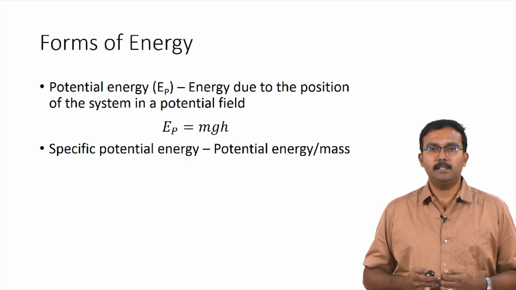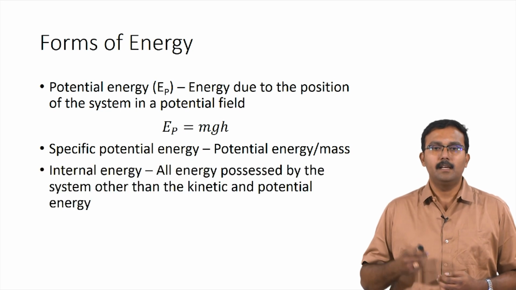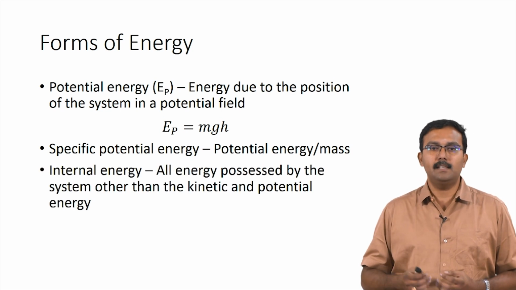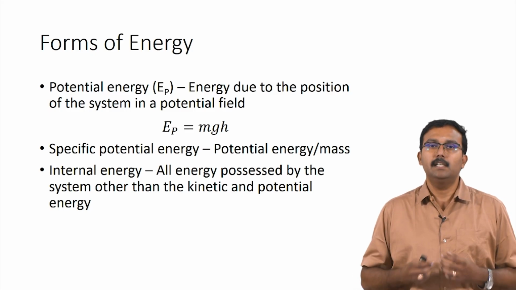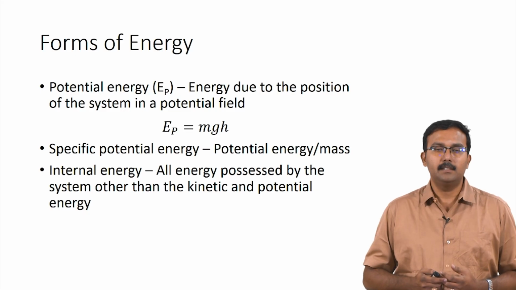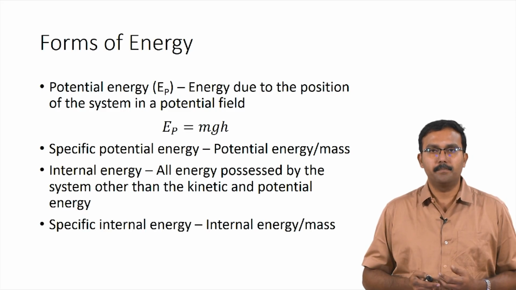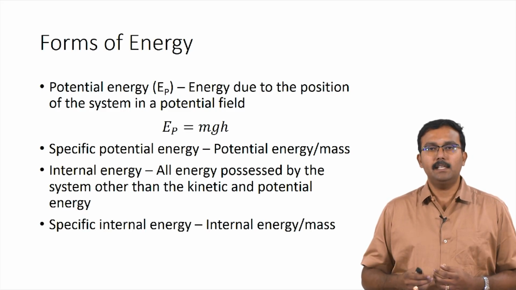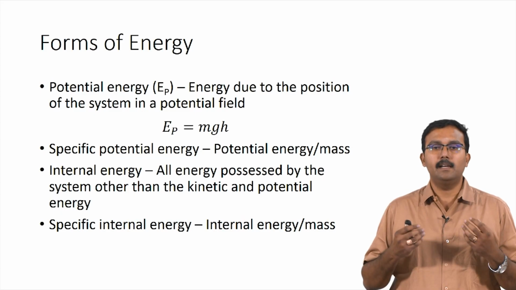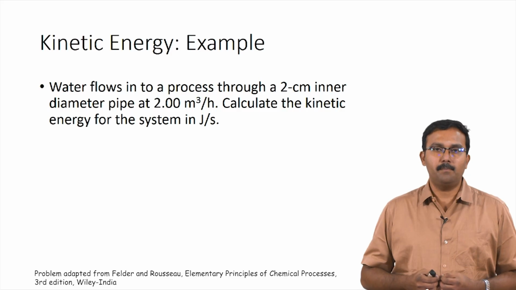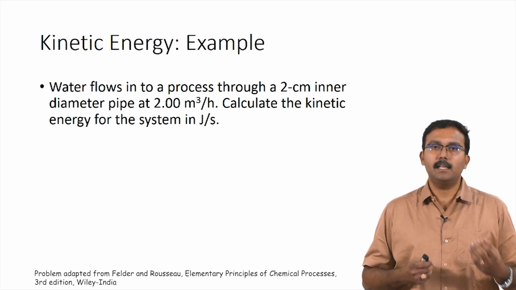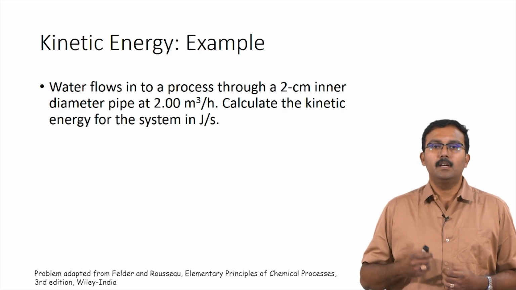Other than kinetic and potential energy, the system also possesses something called internal energy. All the energy that is possessed by the system, which is not explained by the kinetic or the potential energy, is called the internal energy. This is the thermodynamic energy of the system. Specific internal energy can also be calculated as the internal energy divided by mass. So, let us look at a couple of example problems where we try to calculate kinetic and potential energies.